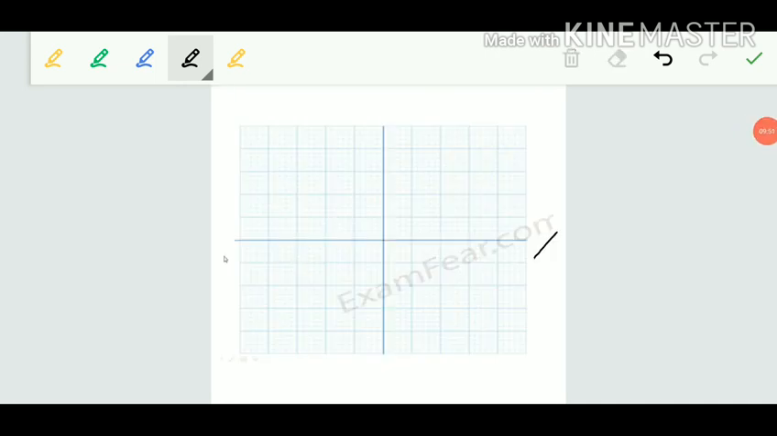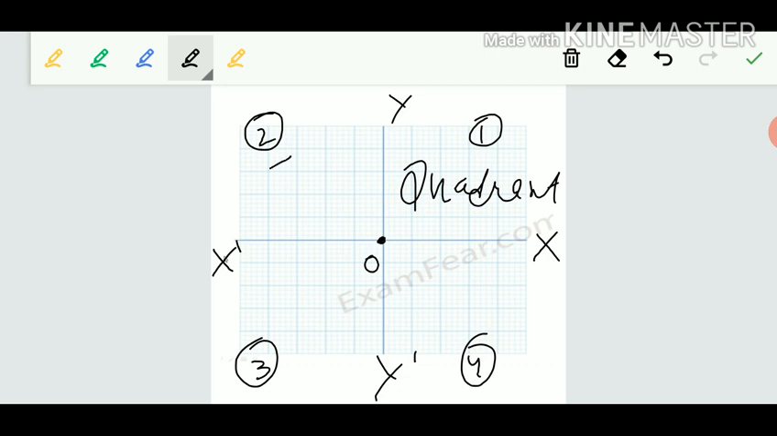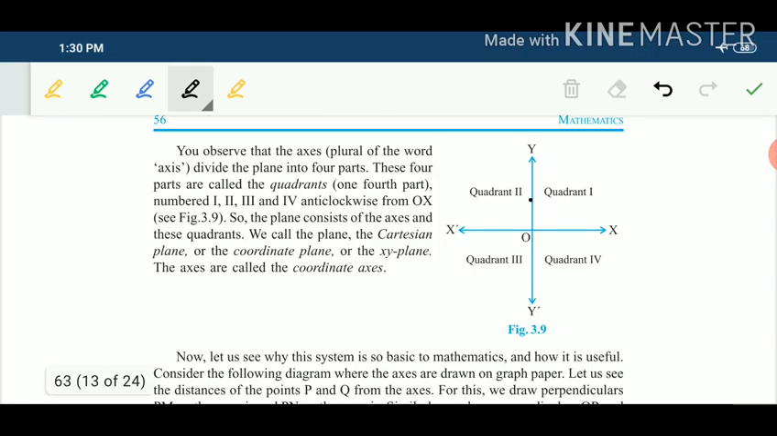So when two number lines, x x dash and y y dash, cross each other at their origin O, the plane is divided into four parts: number 1, number 2, 3 and 4. These four parts are known as quadrants. It is quadrant 1, quadrant 2, quadrant 3 and quadrant 4. So it is divided into four quadrants.